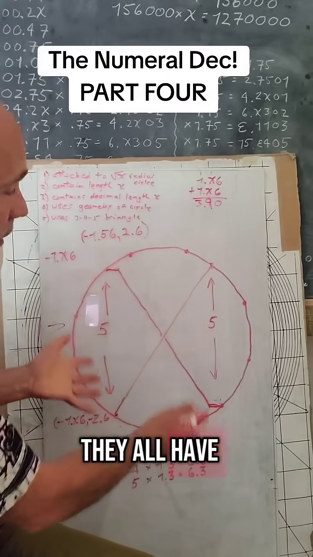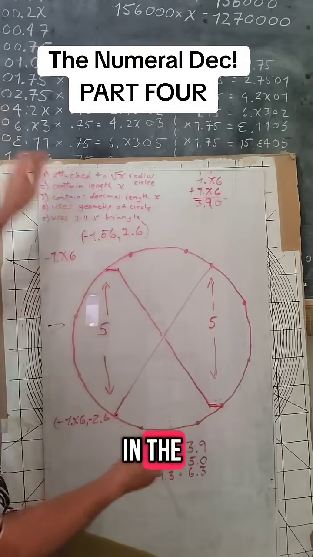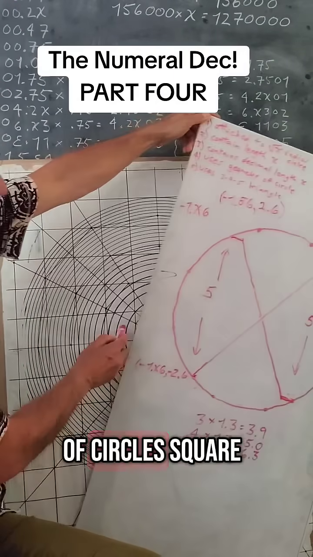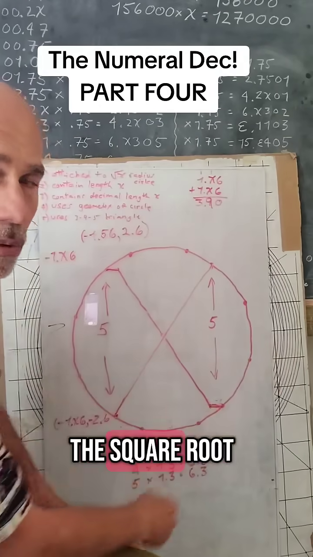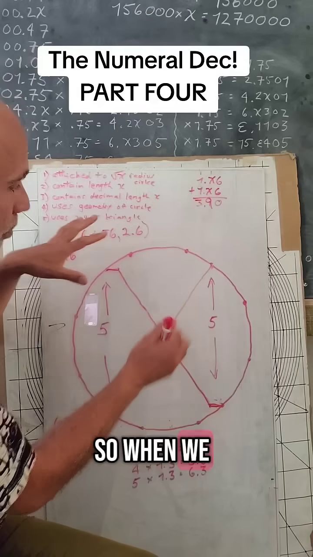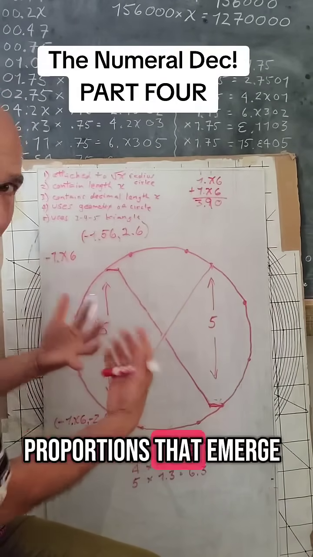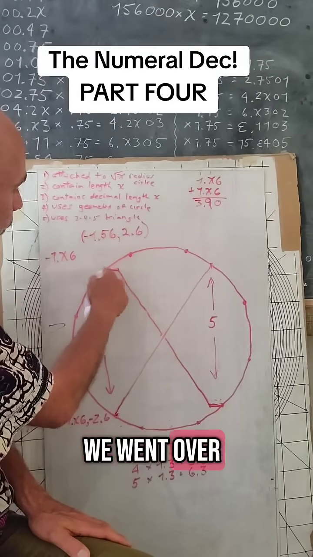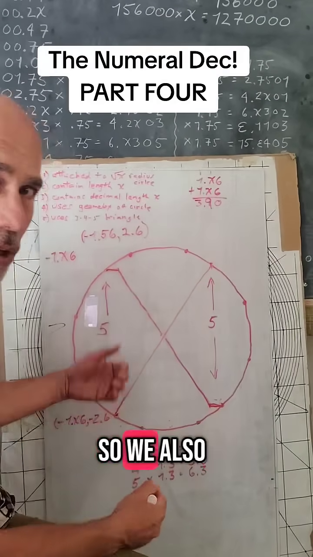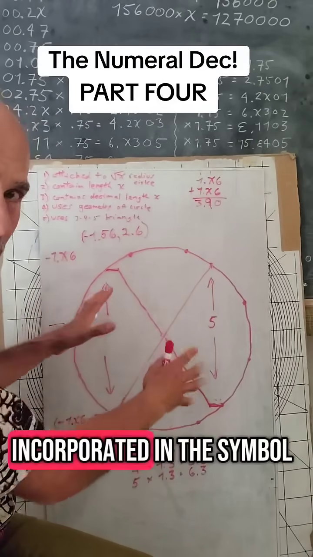They all have the other feature of being attached to their corresponding circle in the series of circles: square root of 1, square root of 2, square root of 3, etc. So this circle is the square root of 10. When we place the numeral on that circle, these are the proportions that emerge. So this length here was 0.5. So we went over a distance of 0.5 and 0.5. So we also have the decimal version of 10 incorporated in the symbol.